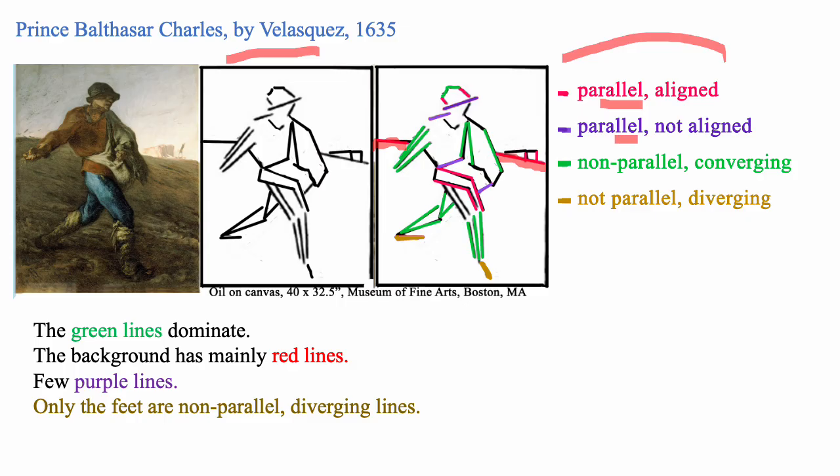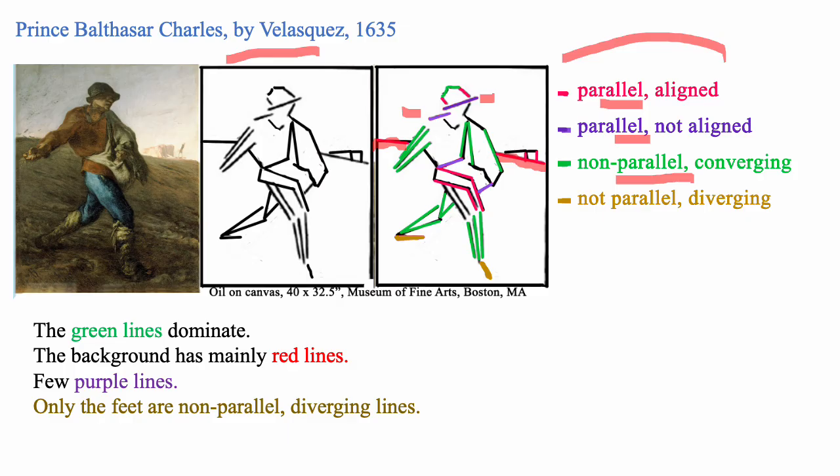Now what about parallel and non-aligned? Well, the brim of the hat and the shoulder would be parallel and non-aligned. Now, the non-parallel converging lines look like the dominant type of line, and that's because they make up the tapering arms and legs, which is an important part of this picture.